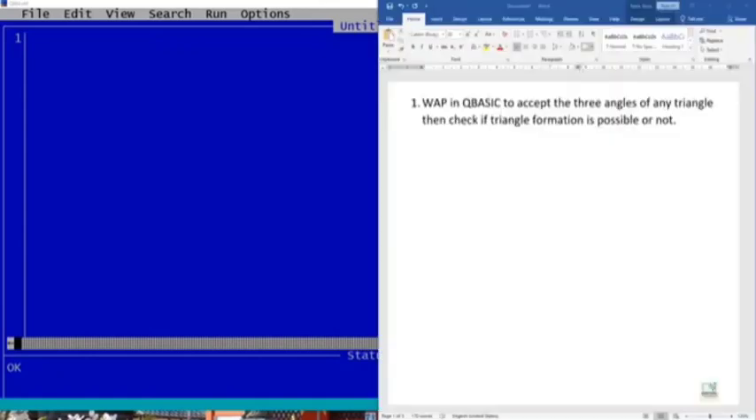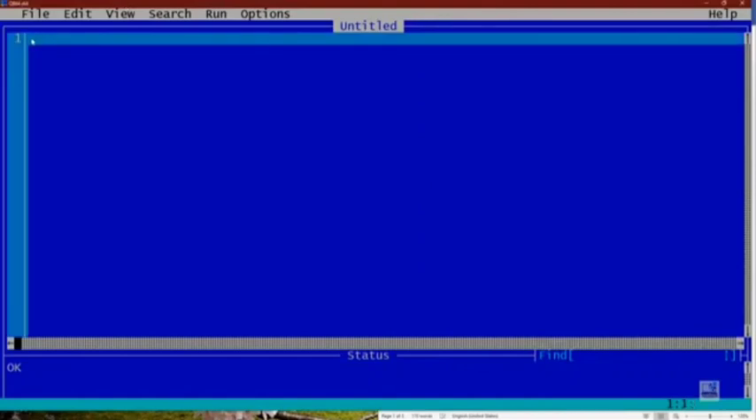The first question is, write a program in QBasic to accept the three angles of any triangle, then check if the triangle formation is possible or not. Now you already know that by the three given angles, we can find if the triangle formation is possible or not by adding the angles, correct? If the sum of all three angles is equal to 180, then we can say that the triangle formation is possible. We are beginning with the program.